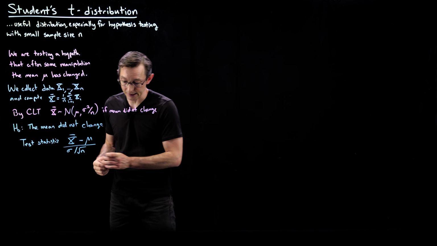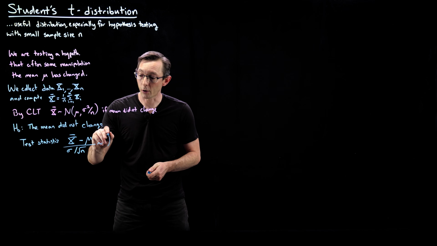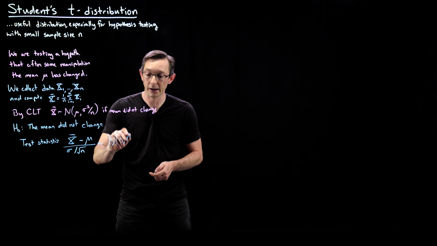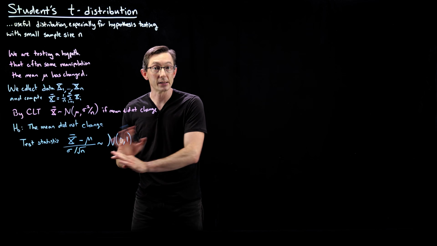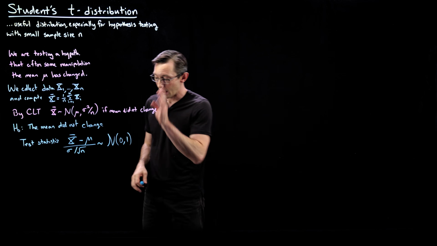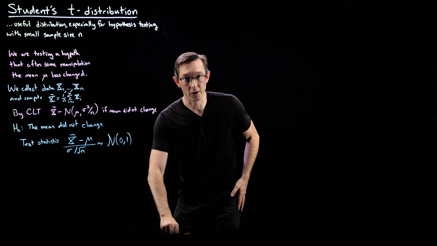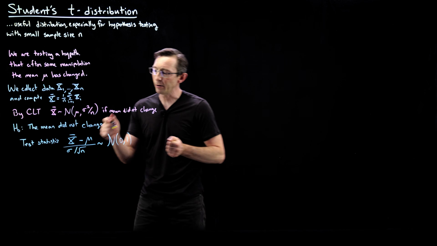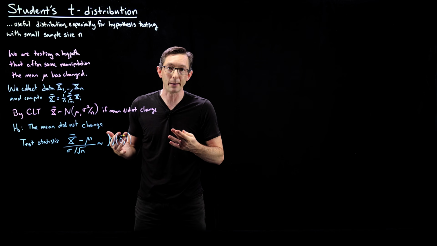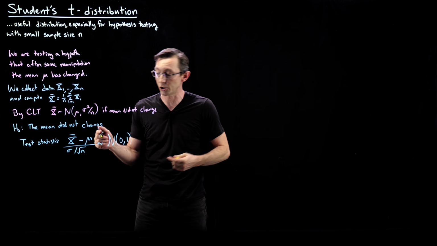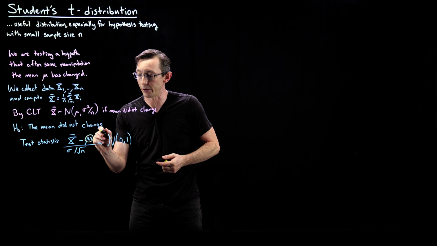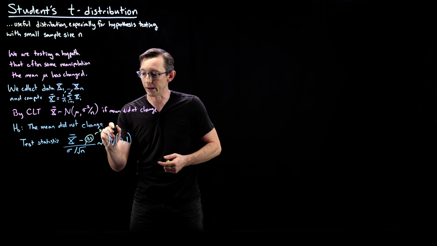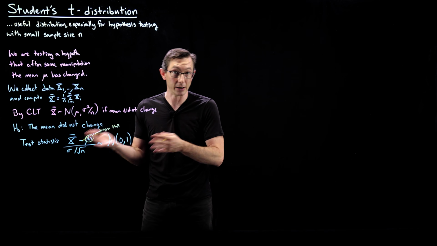And this is a test statistic that should be normally distributed with mean 0 and standard deviation 1. So we can use this for hypothesis testing. The issue here is the following. We probably know mu because we're trying to assert the hypothesis: did mu change? Did the mean change? We know this because this is the thing we're testing.